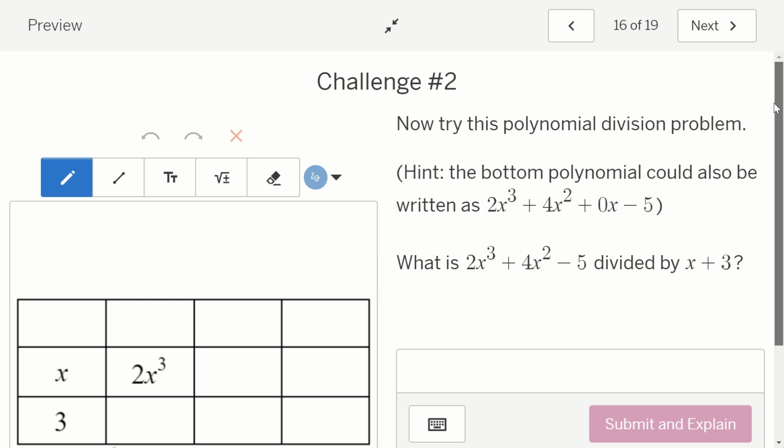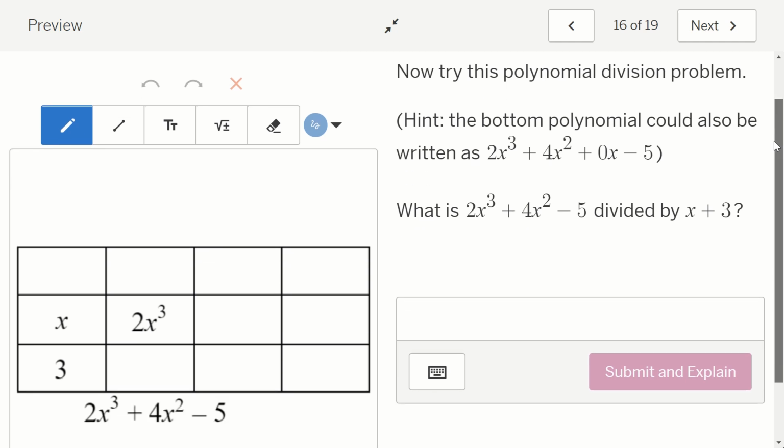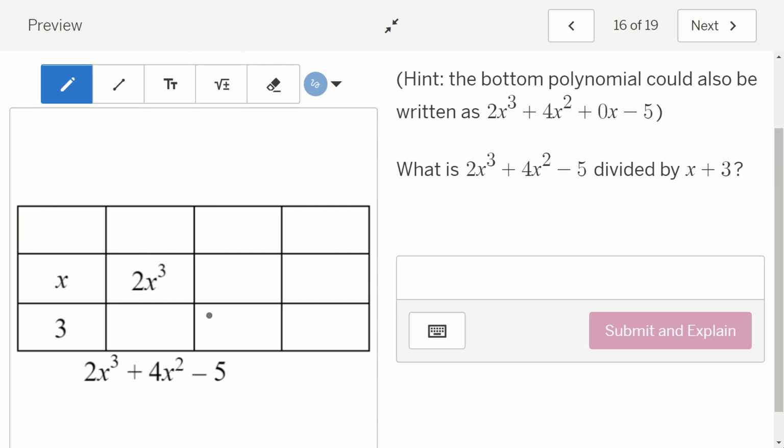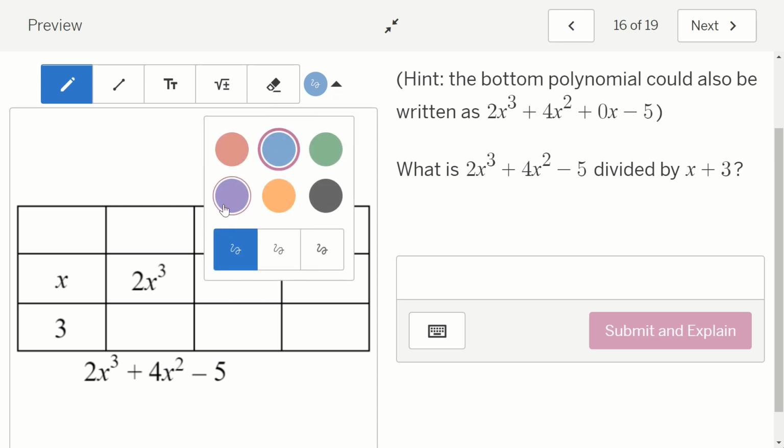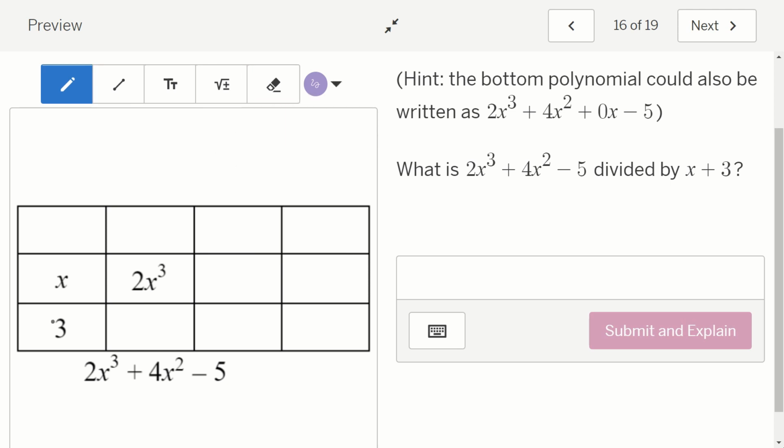Challenge number 2. Do this one. So it's 2x to the third plus 4x squared. Notice that there's no x term or no linear term there, and so it could be a 0. And we're going to divide that by x plus 3. As we're going through this, do know that on most problems like that are not done in Desmos, you're going to need to be able to go from the written statement and set it up yourself. So if you think that that's going to be a real challenge, that's something to ask. But pause the video, try it out.